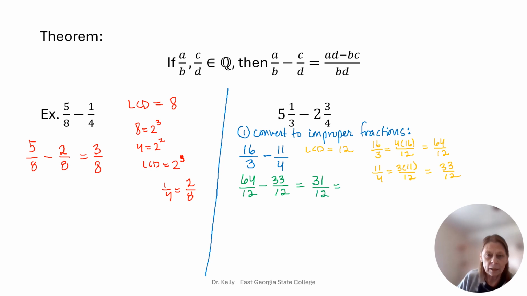And then we would need to convert this back into a mixed number. And I'm going to do it over here. 12 goes into 31 2 times, 24. 31 minus 24 is 7. So this is going to equal 2 and 7 twelfths.